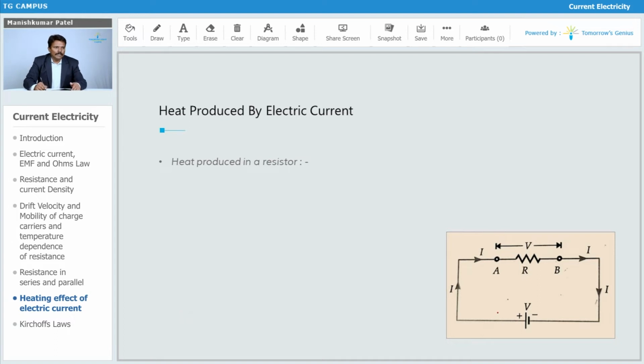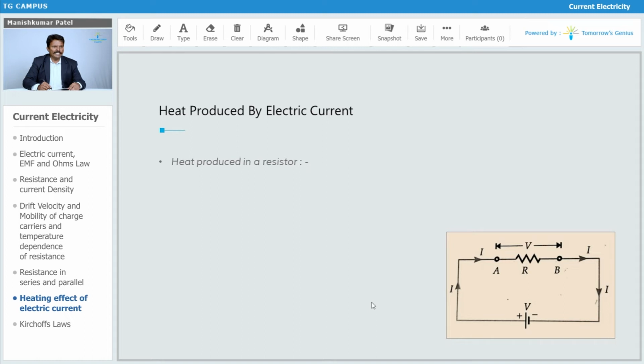Definitely, this external source of battery has to do some work. It has to do some work to move charge from one end to the other end. Some part of all the work done will be generated in the form of heat. Let's consider the example of your bulb. Whatever energy we supplied, some of the energy is converted into light energy, but some part of that is also converted into heat energy. So now we have to see the expression for the heat produced in a resistor.